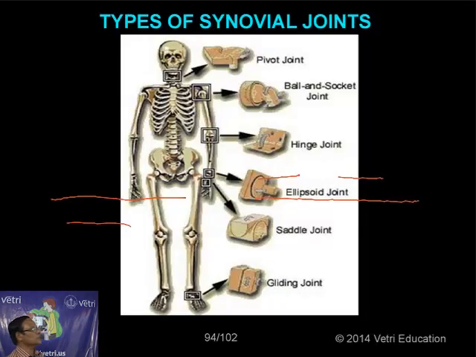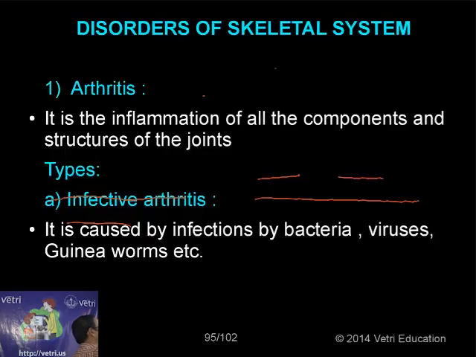Now, types of synovial joints. We have the pivot joint between the atlas and axis, the ball and socket joint in the shoulder joint and also the hip joint. Then we have the hinge joint, the elbow joint, and the ellipsoid joint in the wrist bones. The saddle joint is present only just below the thumb region, where the metacarpal and the carpals form a joint. And then the gliding joint, once again: the tarsal bones in the foot and also the carpal bones in the wrist region are examples for gliding joint. So these are all the different types of joints.